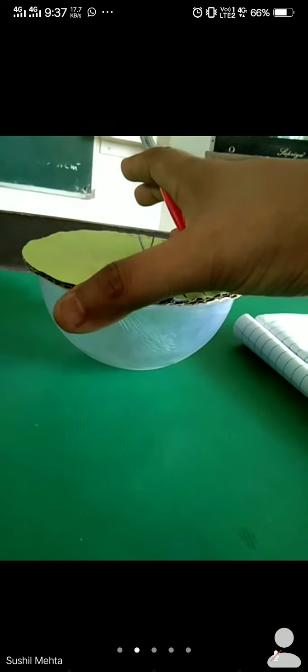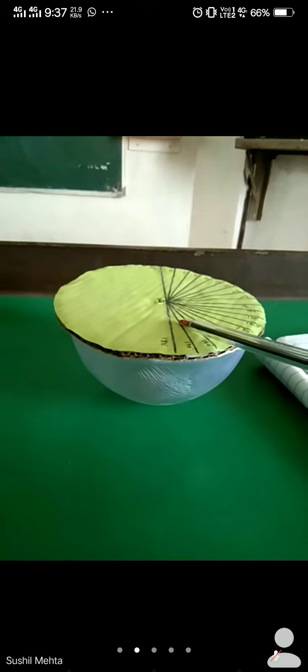But if I put a lid over it, clear? So now it becomes the total surface area of a hemisphere. Clear? So this lid, as I draw it here, this lid I have drawn here.